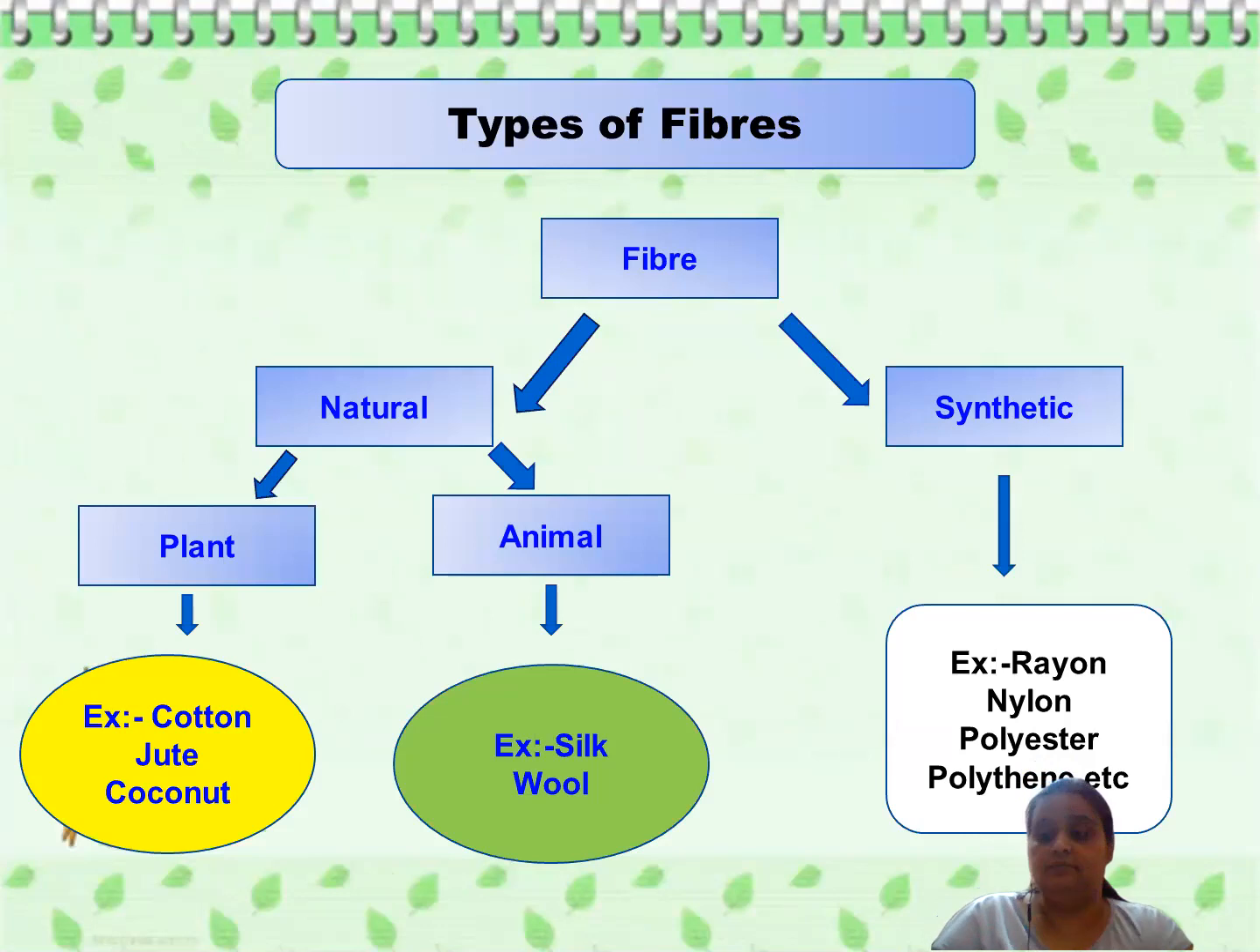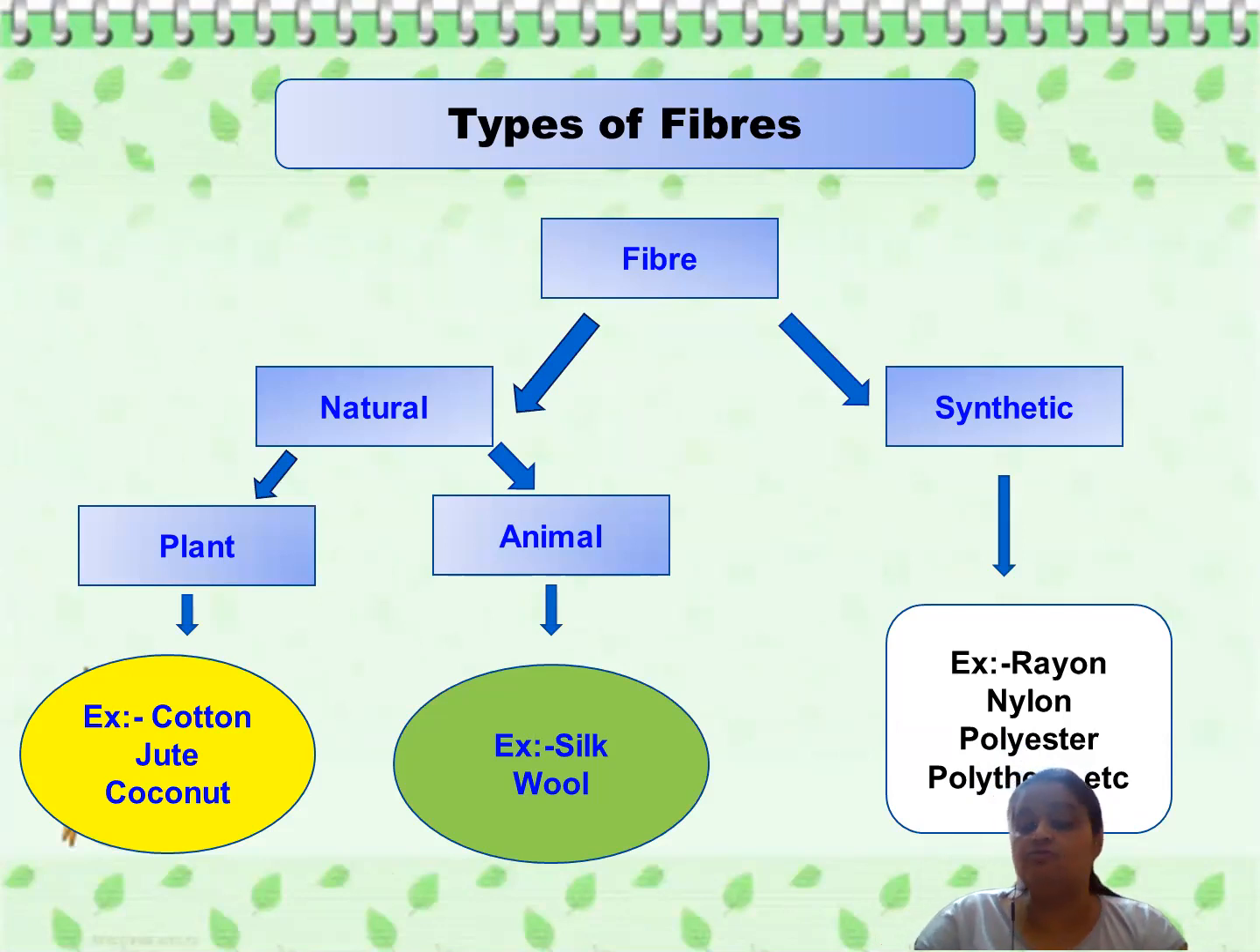The types of fiber. We are all aware there are two types of fiber, natural and synthetic. The natural ones we obtain from nature, from plants and from animals. And the synthetic ones are man-made, prepared from chemicals in industries and factories. That is what the synthetic ones are.